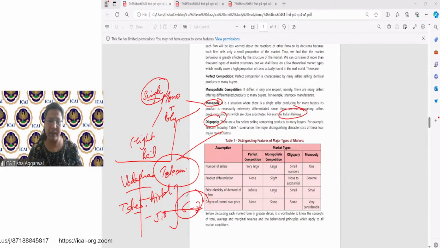Oligopoly is that market wherein there are few sellers but they are selling and catering to many, many buyers. Correct? So if you see, look at this, very important. Look at this table.